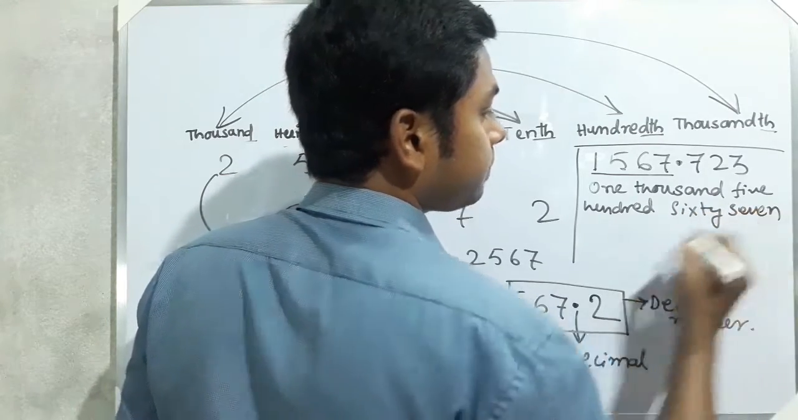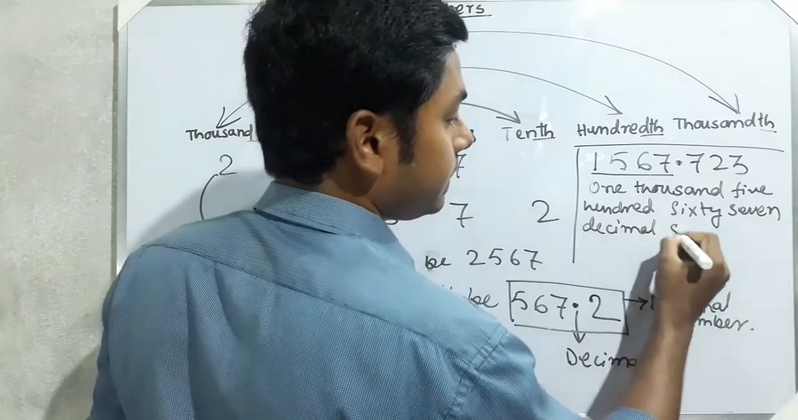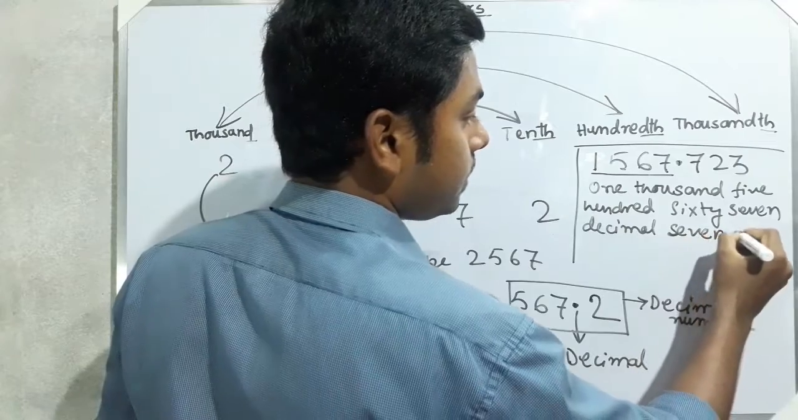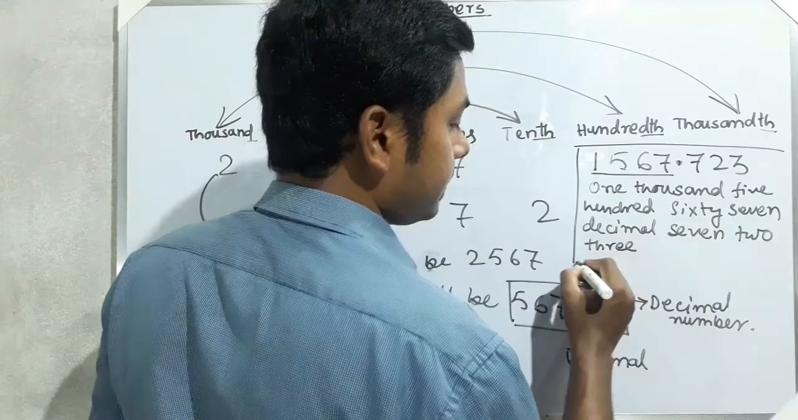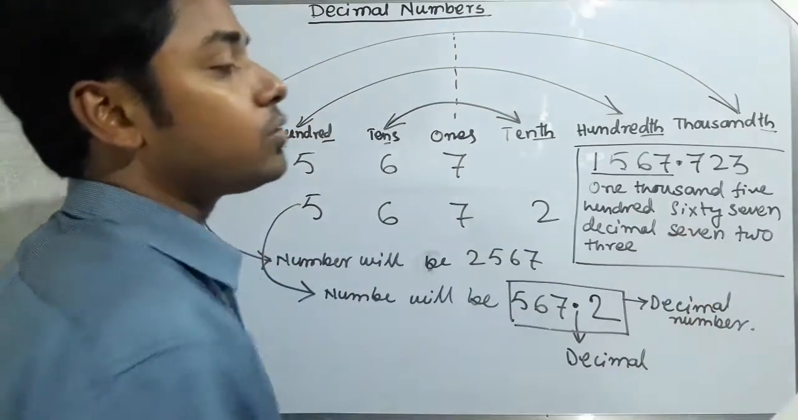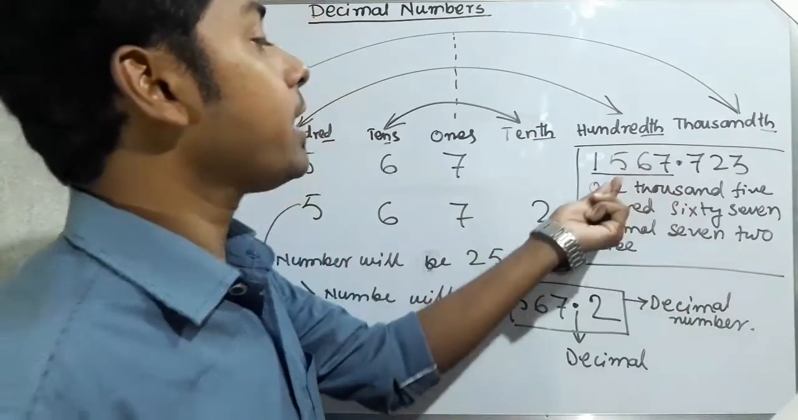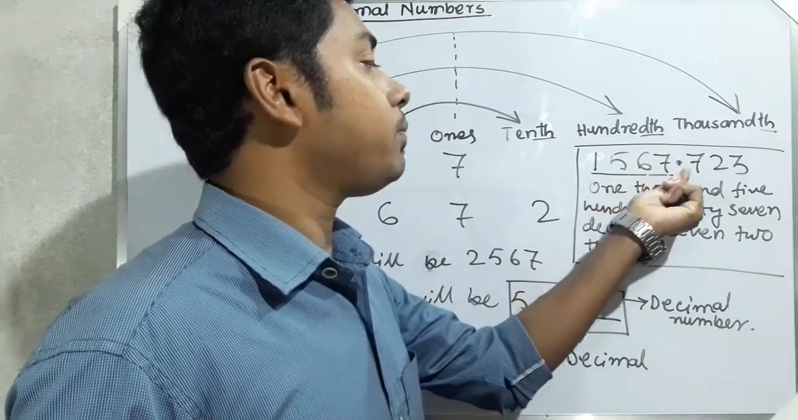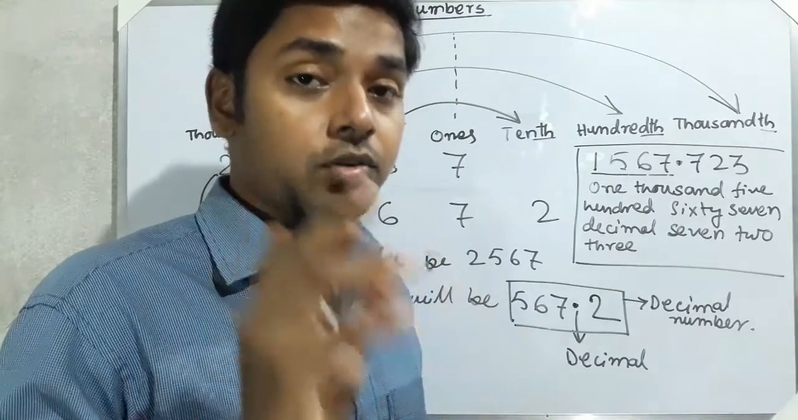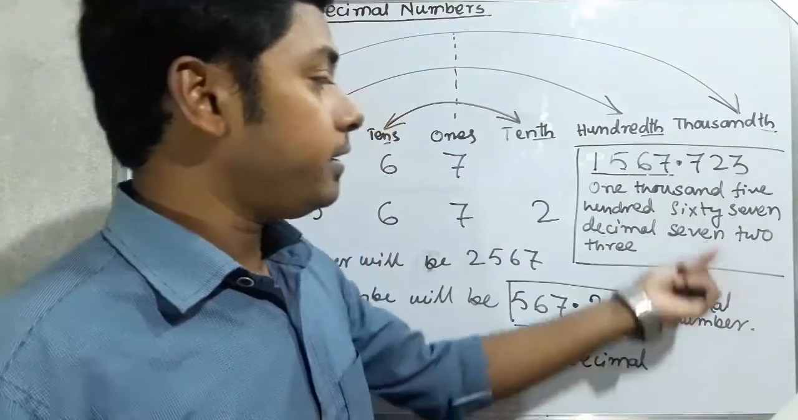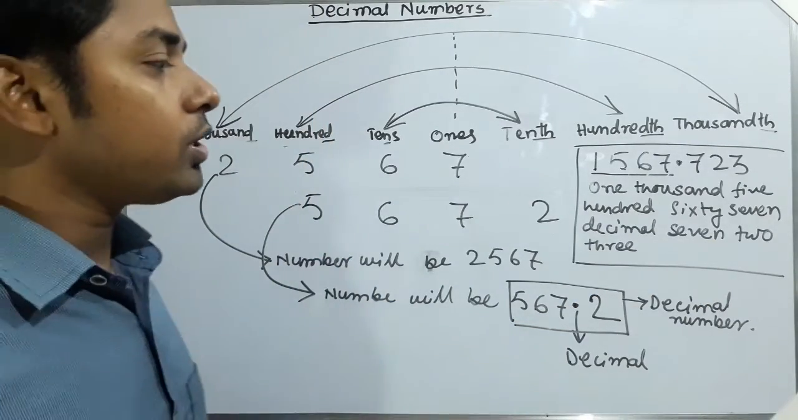1567 decimal 7, 2, 3. Okay, this is the correct way to read a decimal number, and mostly students make this type of mistake. They read it as 1567.723 like this, but it is the wrong way. What is the correct way? This one. Okay, now first of all we will pause the video to note it down, then we will go forward.